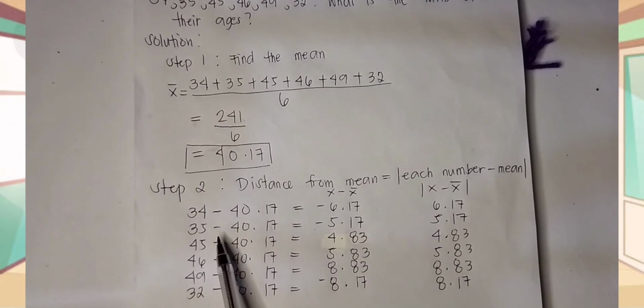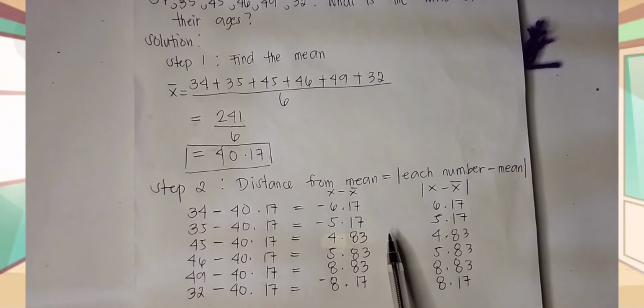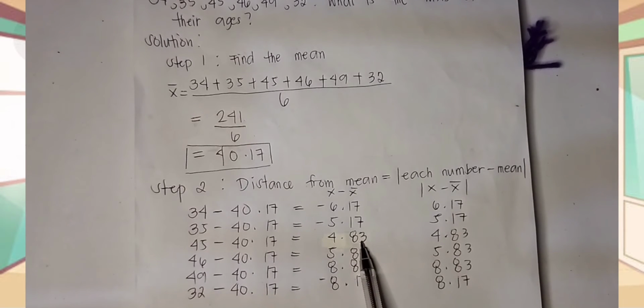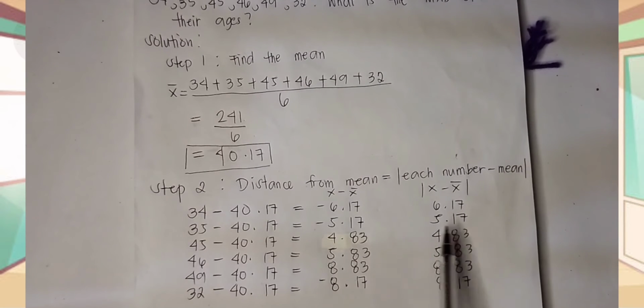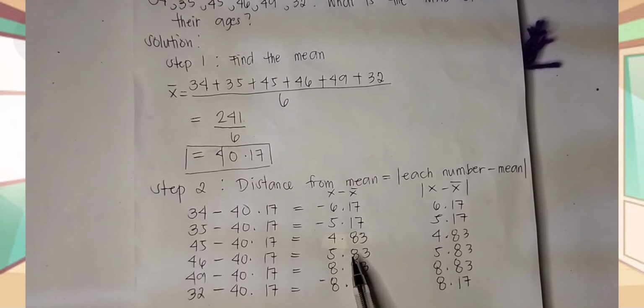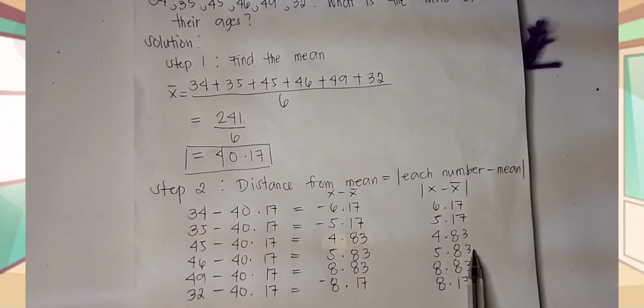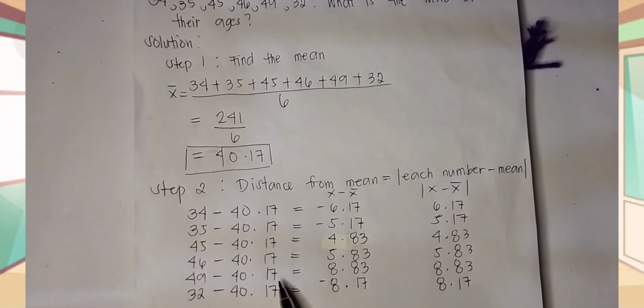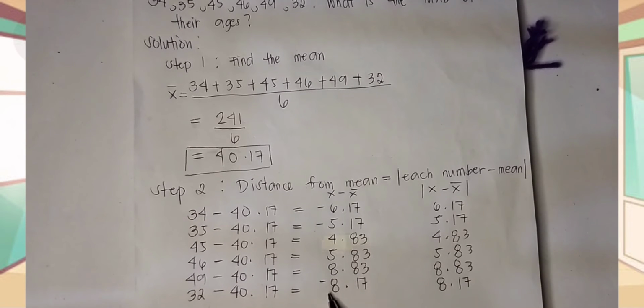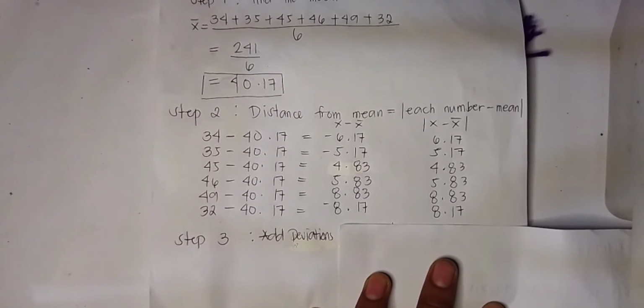So let's proceed. 35 minus the mean, 40.17, is equal to negative 5.17. Then it turns to 5.17. Then 45 minus the mean is 4.83, still 4.83. Then 46 minus the mean is 5.83, still 5.83. Then 49 minus the mean, 40.17, is 8.83. The last one, 32 minus the mean, 40.17, is equal to negative 8.17, so it turns into positive 8.17.